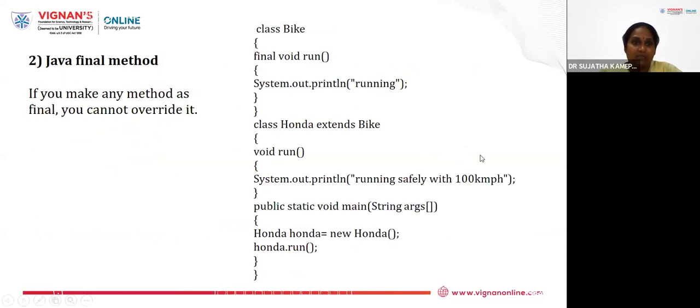This is a final variable. If I use final with a method, what happens? Now here you can see final void run. Here I have written its implementation.